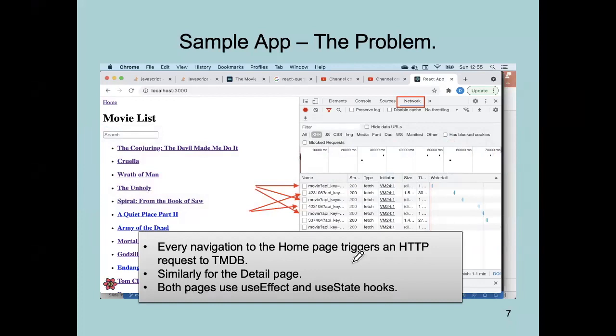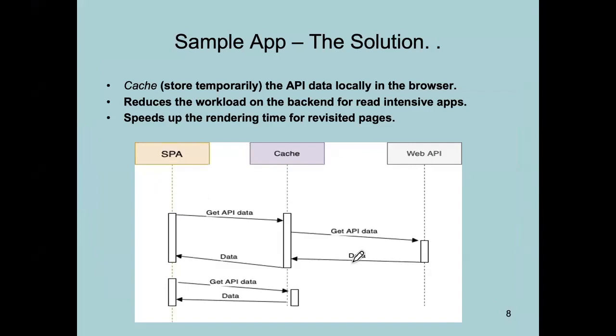Now, the solution, or a solution, is to use caching. And what is caching? Caching is where you store temporarily the API data, your server state data, locally in the browser, which makes sense. And the benefit of caching is it reduces the workload on the browser, but it also reduces the workload on the backend because the backend is not receiving as many requests. So you can imagine if you had hundreds of thousands of users using your React app and we didn't employ caching, then there are just way too many requests hitting our backend as a result. So that's an extra benefit on the backend.